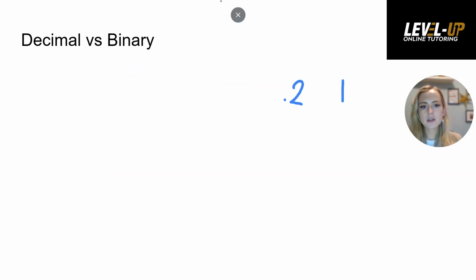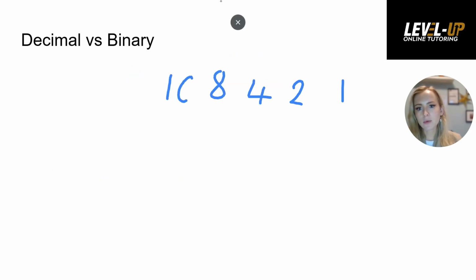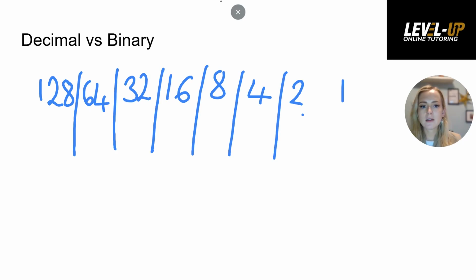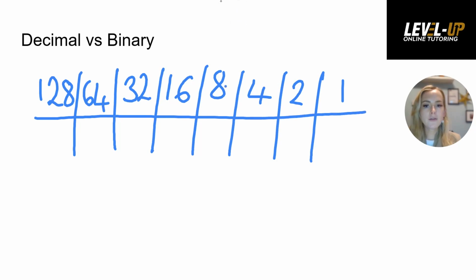Okay, what I'm going to do now is show you how I would convert between decimal and binary. Then I'm going to set you off on a task. Okay, so hopefully you've seen this grid before. This is what we use to convert between decimal and binary. So I've got the placeholders along the top, and if I want to add the number at the top, I'm going to put a 1 underneath.